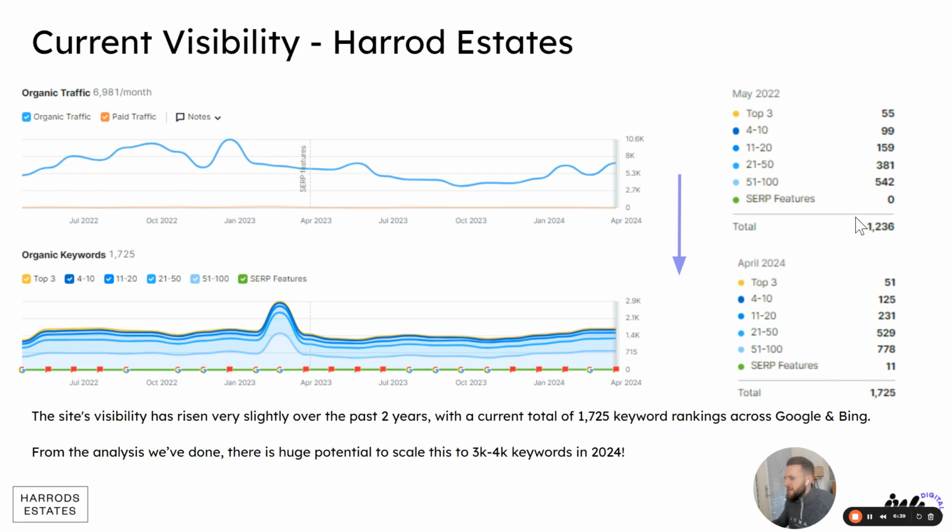The most important thing is looking at the distribution of those keywords, because it will also give you an understanding of how much more traffic is actually coming to the website. You can see the amount of keywords in the top three has gone from 55 to 51. So that's something to look at as we go through.